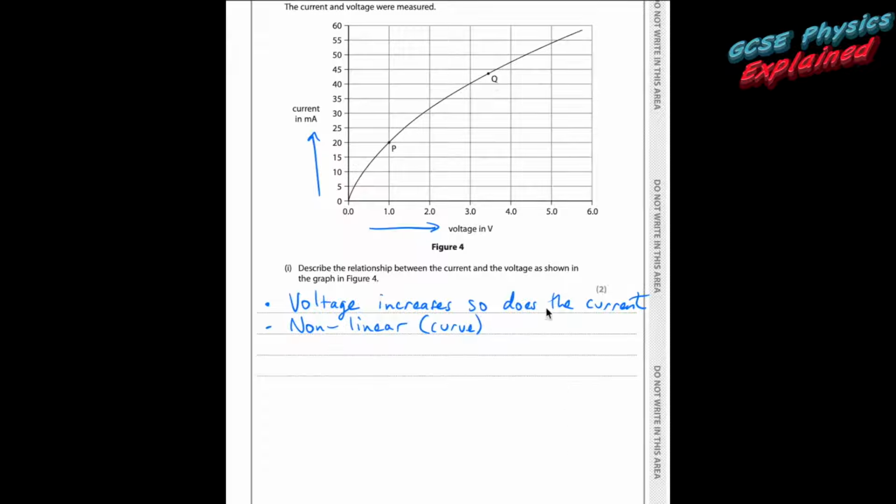And point Q, draw the little dotty lines going down like that. That's voltage is 3.5 and the current is about 44 milliamps. So 3.5 and 44 milliamps. Now, because you're flicking from one page to another, make sure you don't mess up the voltage.